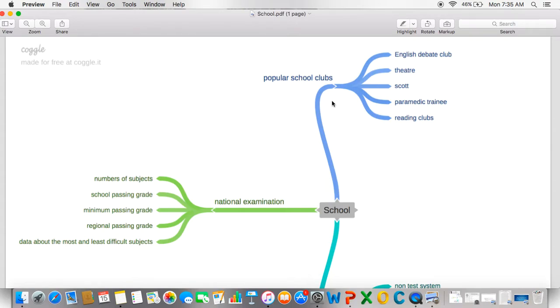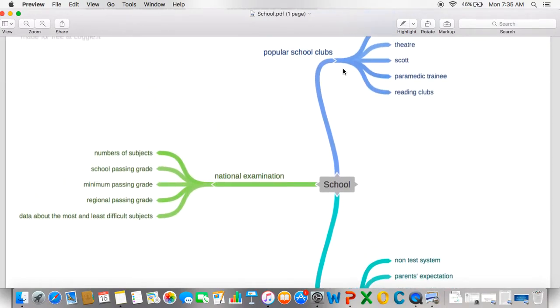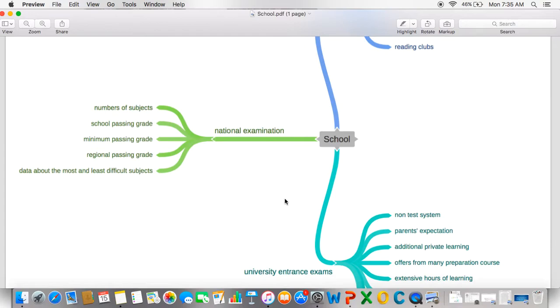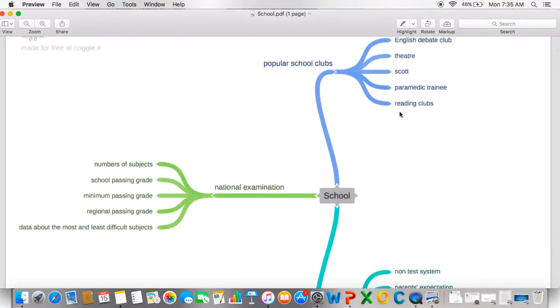So, for example, here, we have three topics: popular school clubs, the national examination, and university entrance exams. You may discuss with your peers which one you think that you are more familiar with, and you are interested to work on. So, how to select is based on those two considerations: your interest and also your familiarity to the topic.